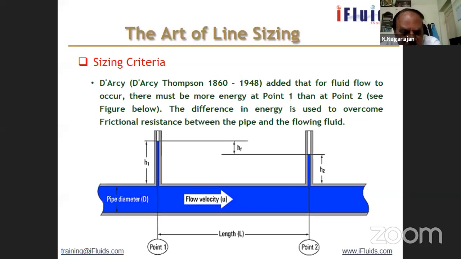So you consider a pipe and you start with point 1 and you go to point 2. So for the liquid to flow from point 1 to point 2, some energy is required. It won't flow on its own. If you have a slope, maybe gravity will pull it. Otherwise, let us say all closed piping in the plant, we need to add some energy to the liquid so that it flows from point 1 to point 2. So the difference in energy is used to overcome frictional loss.